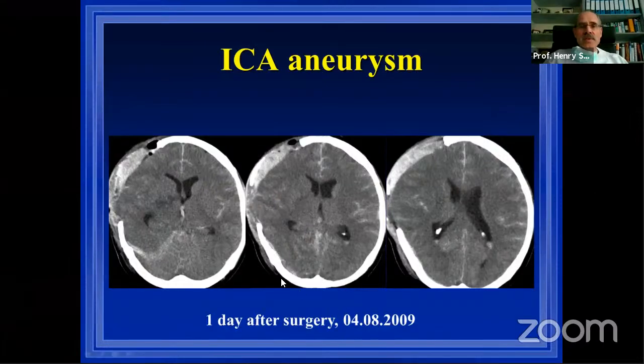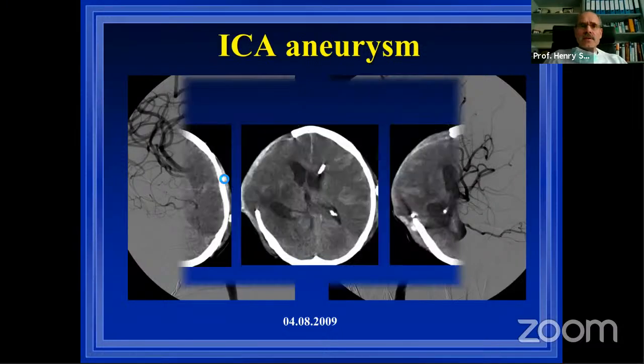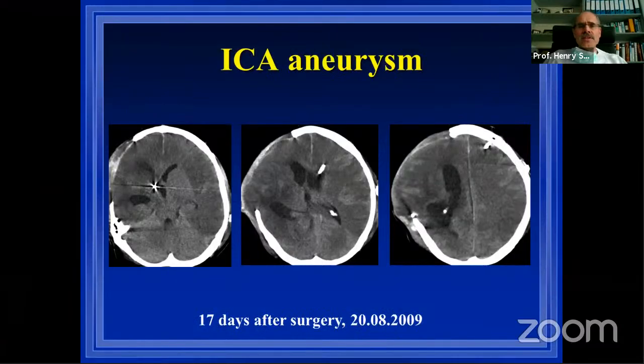This one day after surgery, you see the swelling, you see here, infarction from the anterior choroidal artery territory. We made the angiography. So there's a good reconstruction of the ICA. But you see after 14 days, he had already hypoxic damage of the brain because of this increased pressure immediately due to the rupture of the aneurysm.